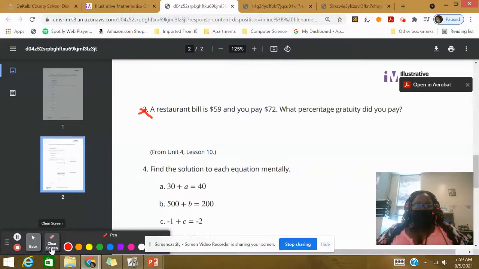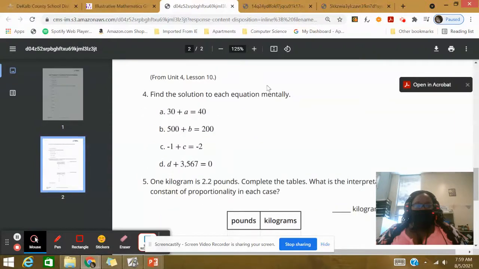Okay. Question 4 is asking you to find the solution to each of these mentally. So you're solving for each variable. So you guys should be able to go ahead and do that. These are one-step equations. So we have 30 plus a is equal to 40. So you're going to solve for a. B, we have 500 plus b is equal to 200. So you're going to solve for b. C, we have negative 1 plus C is equal to a negative 2. Again, you're going to solve for C. And then D, we have D plus 3,567 is equal to 0. And here you're going to solve for D.